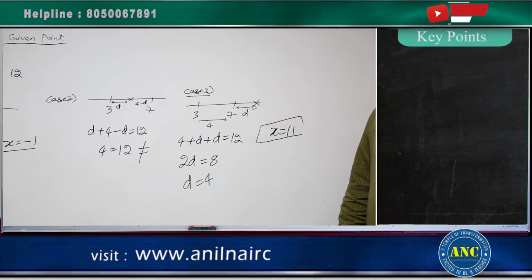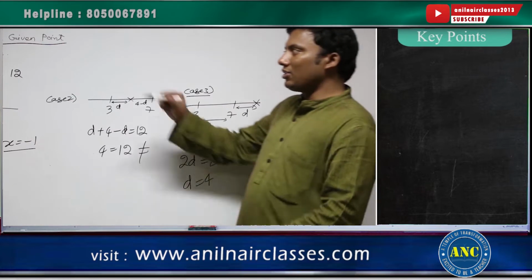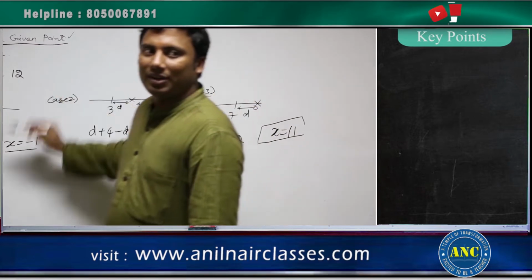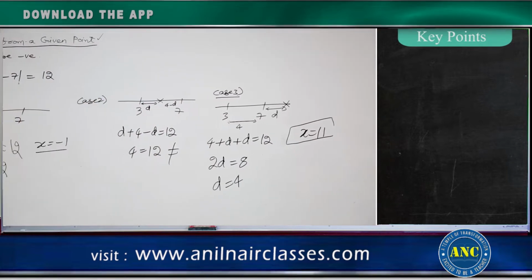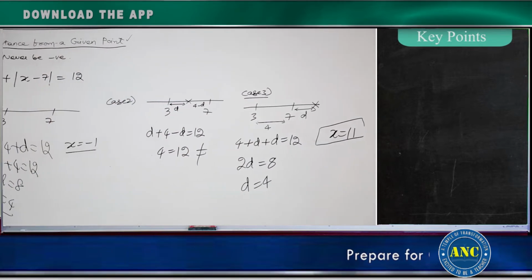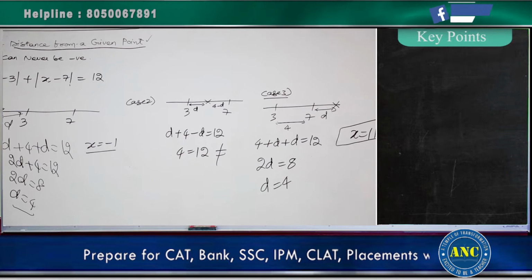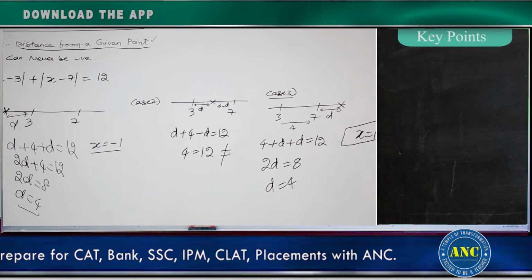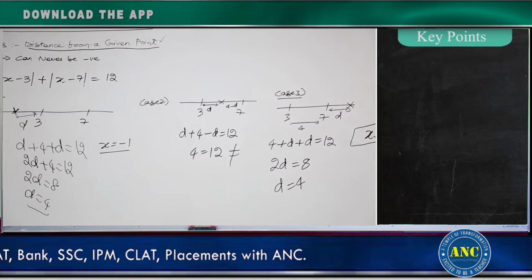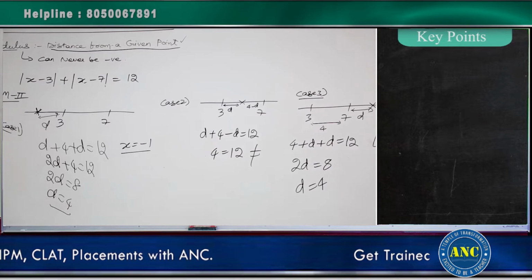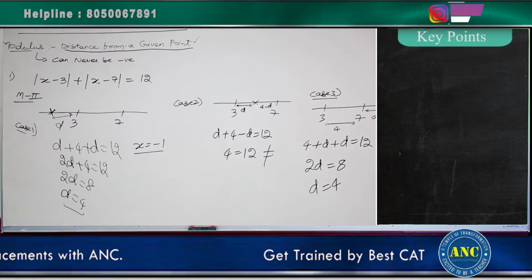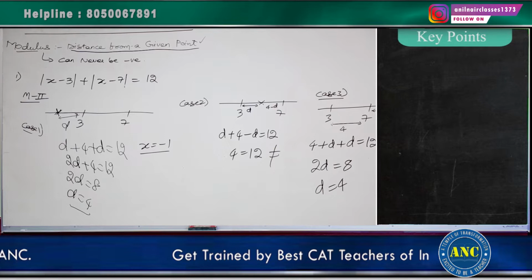That means instead of writing cases, we will use the distance method to find the answer. Please write down. Now I think this will also be clear. Distance from a given point. Instead of writing cases and everything, please understand it. Between 3 and 7, there could be a point. This method works whether the sign between them is plus or minus, or whether 3 modulus functions or 4 modulus functions are there.